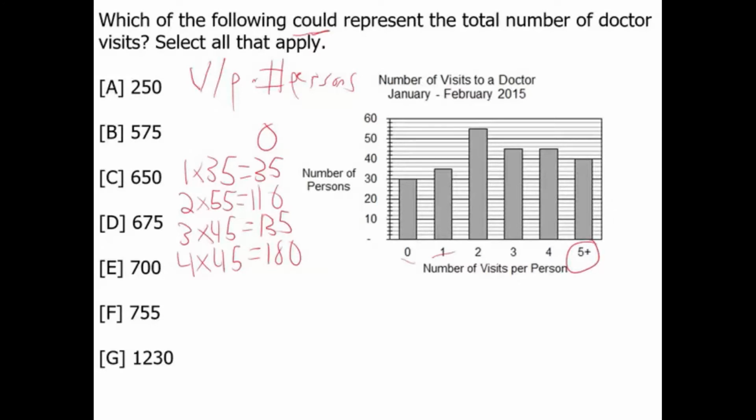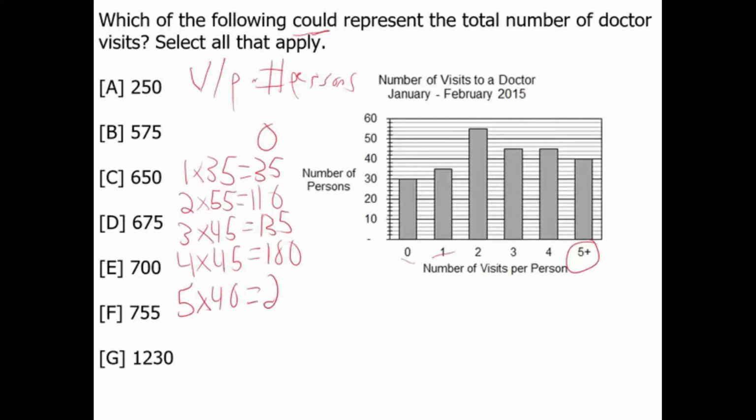So the number of visits per person, when it says 5 plus, it can mean any integer 5 or over. So it could be 10, it could be 15, it could be a number so long as it's 5 or over. So what do we do here? Let's think about the minimum first. Let's do 5 times 40.